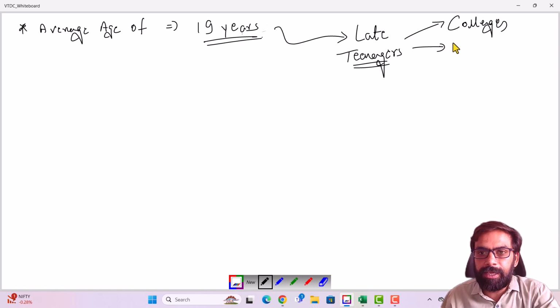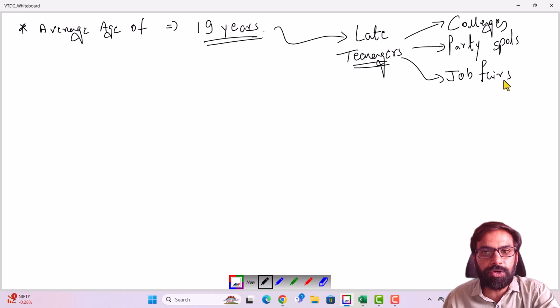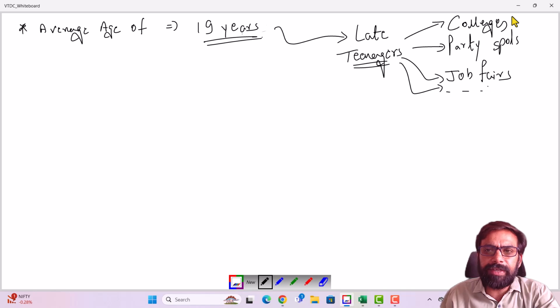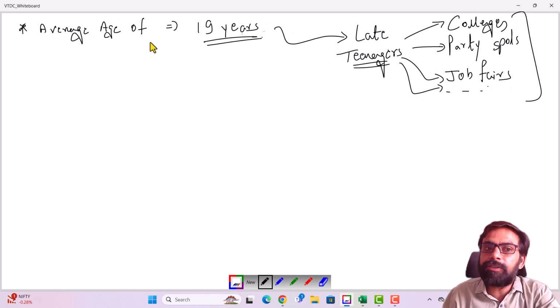I'll be going to, let's say, party spots, because these guys are definitely in college and can be spotted in party spots. I can go for, let's say, job fairs, because a lot of young people would be interested in job fairs. I can probably go for my promotional marketing activities in these spots, isn't it? If I take this assumption that, based on the average age, all the people who are buying Oreo are 19 years.